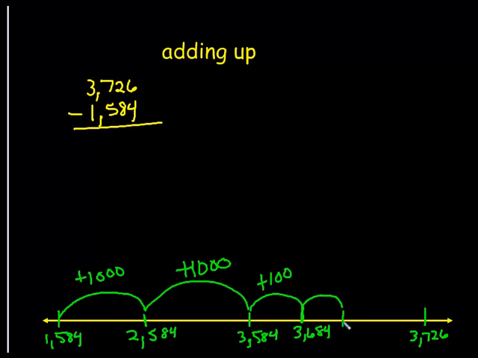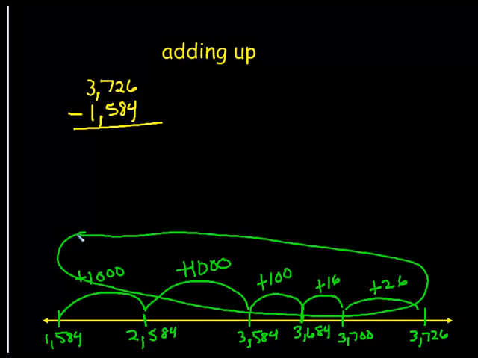And you may not be able to see what I'm seeing, but you can figure out other things to make it easier for you to work with. So I'm at 3,700 now, and this is easy. From 3,700 to 3,726 would be a plus 26, and I'm at my final destination. Now what do I do? I take all of these and add them up, and it's my answer.